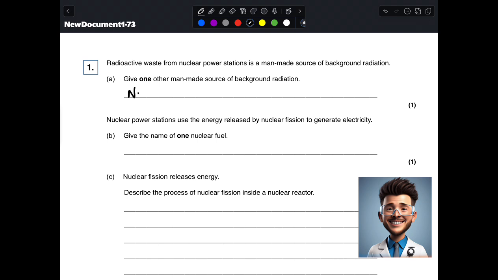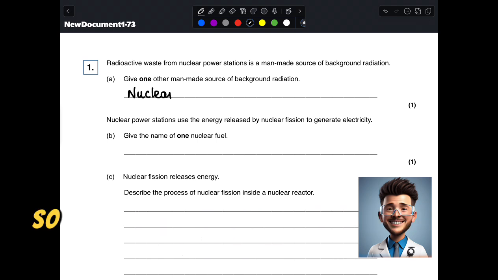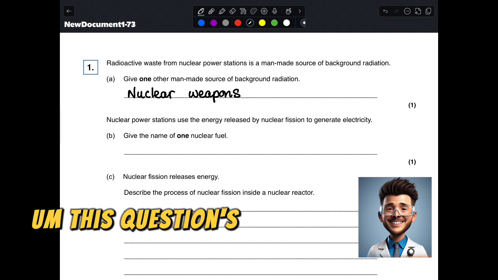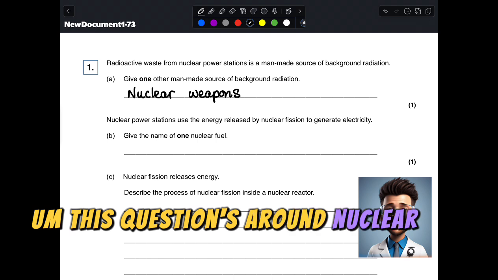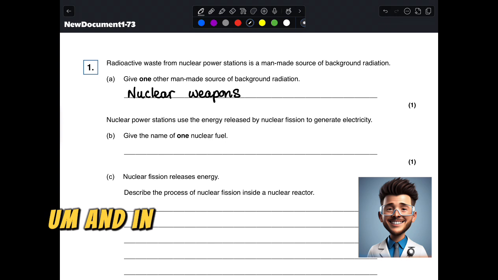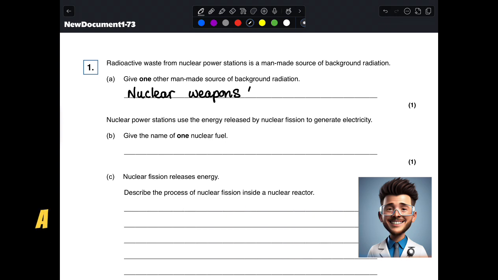Oh, okay. Straight into a past paper question. Okay, so I'm just answering a past paper question here. As you can see, I am writing it as I'm speaking. This question's around nuclear fission and nuclear fusion. And in question 1, it's just asking you for a man-made type of background radiation.